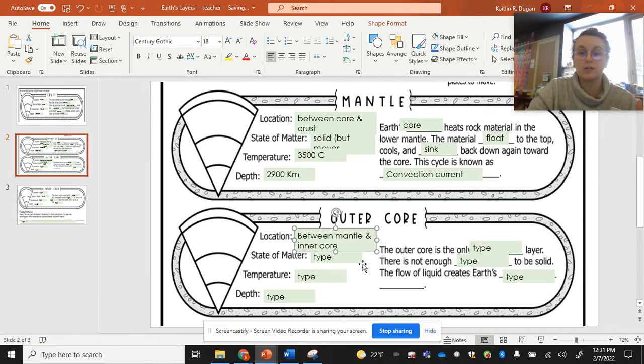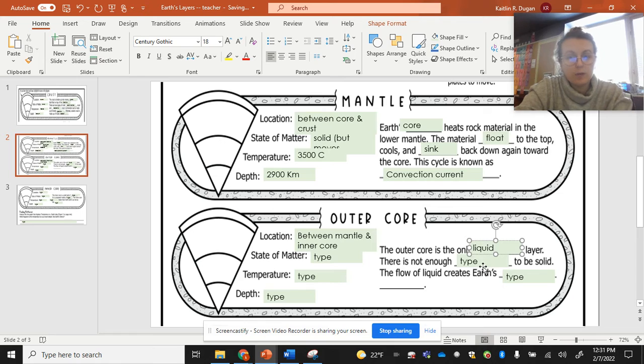Now, just like the crust is important because it holds life, the mantle is important because of the convection current. The outer core is really, really important to our everyday lives because it is the only liquid layer. And the reason why it's liquid is because it's super hot down there, but there's not enough pressure to turn it to a solid. We're going to see that the inner core is a solid because of pressure. The outer core is a liquid because there's not enough.